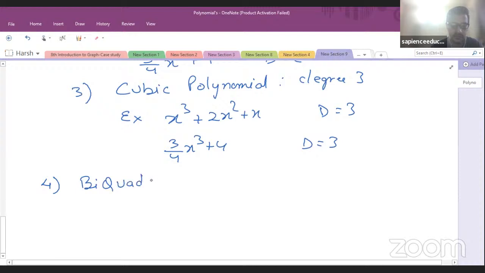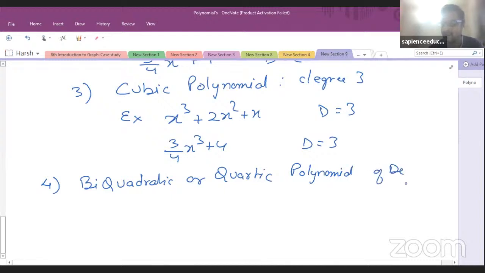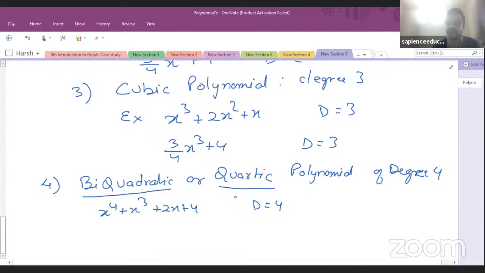Okay. The fourth one is known as biquadratic, or quadratic polynomial of degree 4. We can write it as x to the power 4 plus x to the power 3 plus 2x plus 4. Is the degree what? 4. So it is known as biquadratic polynomial. Or x to the power 2, x to the power 4. What is this polynomial? This polynomial is again degree 4. So it is known as quadratic or biquadratic polynomial. Okay. Got it?